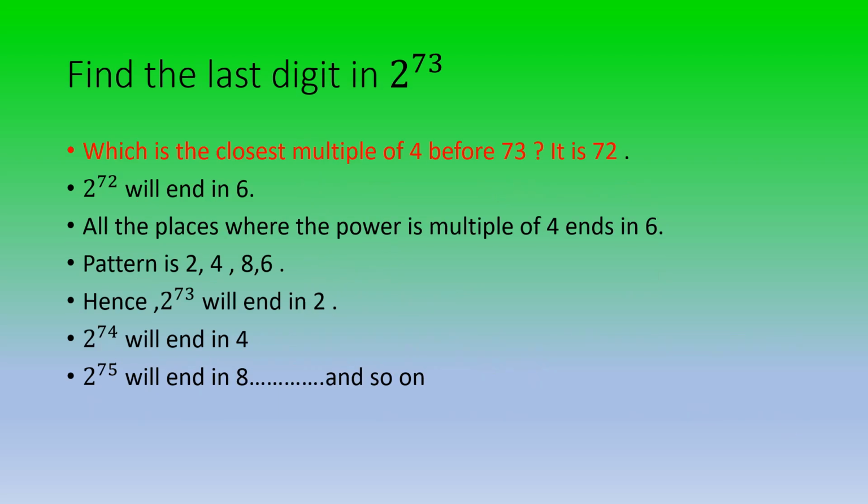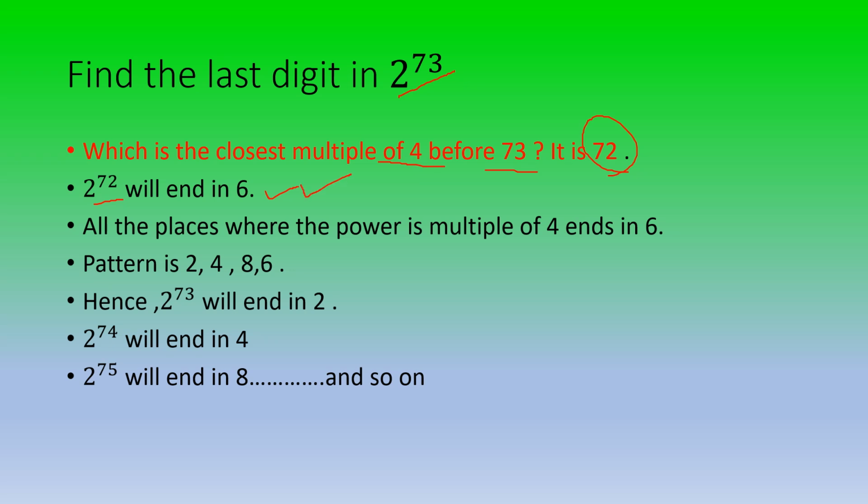Now the question is 2 raised to power 73. Calculate which is the closest multiple of 4 before 73. So 72 is a multiple of 4. This means that 2 power 72 will end in 6, because I told you in the previous slide that 2 raised to a power that is a multiple of 4 ends in 6. So 2 raised to power 72 will end in 6.